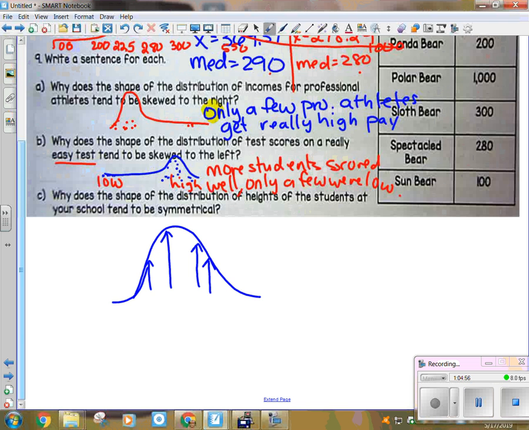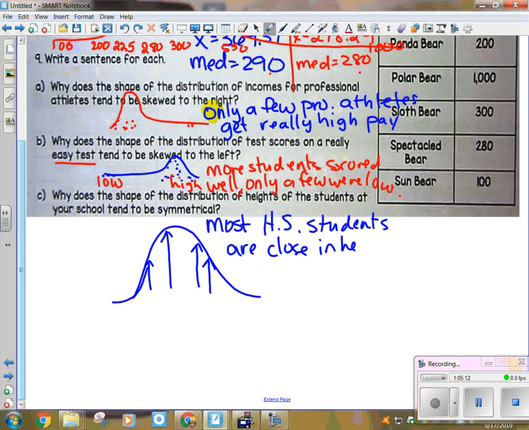So in high school, most high school students are close in height. Okay, unless you have some little people in your school, we don't have any 3-foot tall people or 7-foot tall people. In our school, we have people that average between 5 feet to 6 feet, maybe a little over. So that's not a very big range of people. We don't have any really super short people or really super tall people.